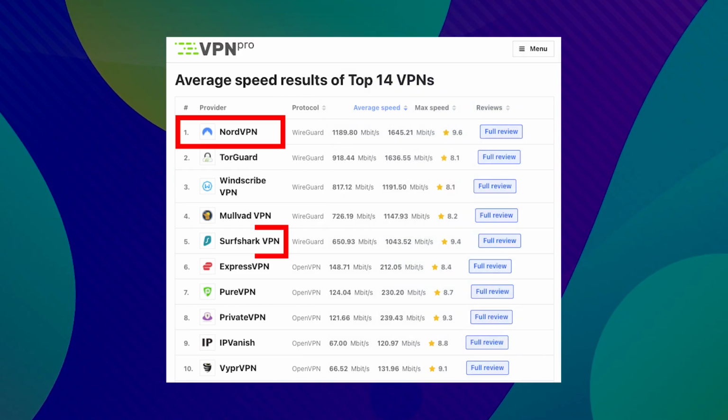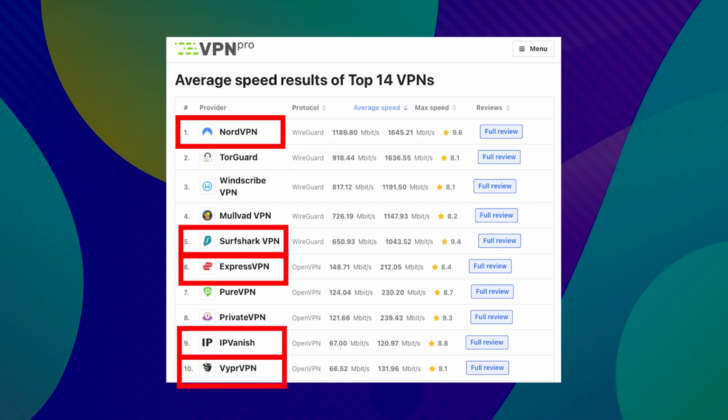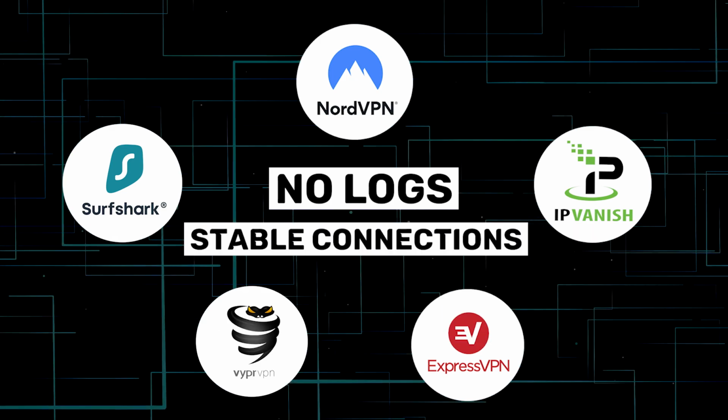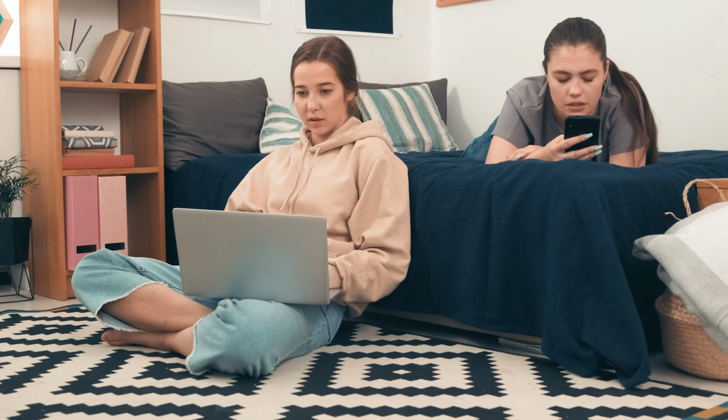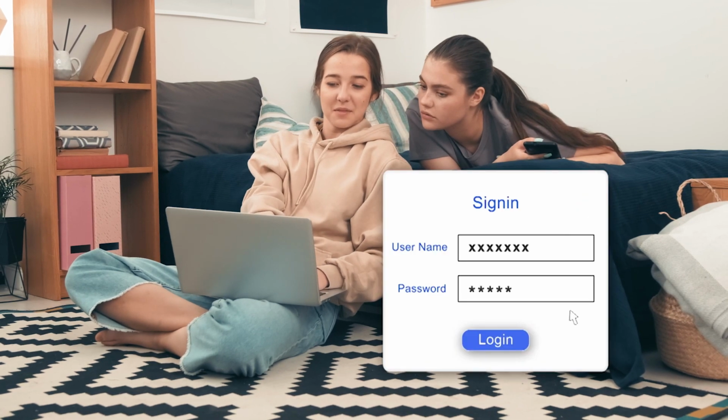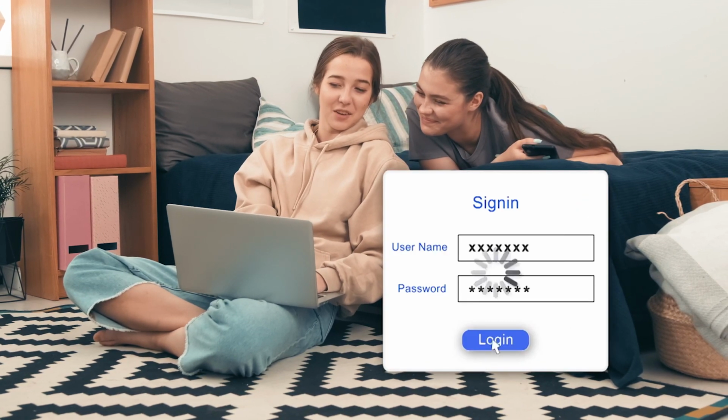Each of these services is among the top 10 fastest VPNs in the world right now. They're also more private and reliable than the average VPN service. And if you want to split the cost with some friends, you can share your account by creating a unique email address and password and then sharing those logins.